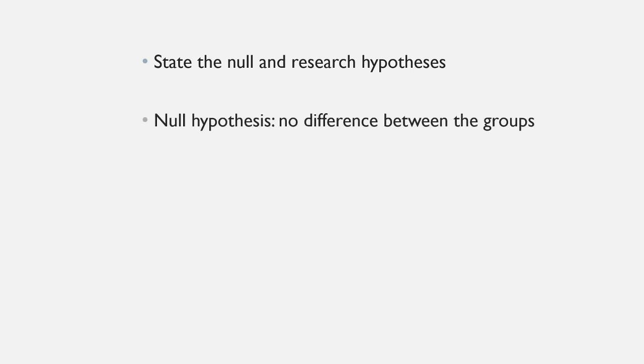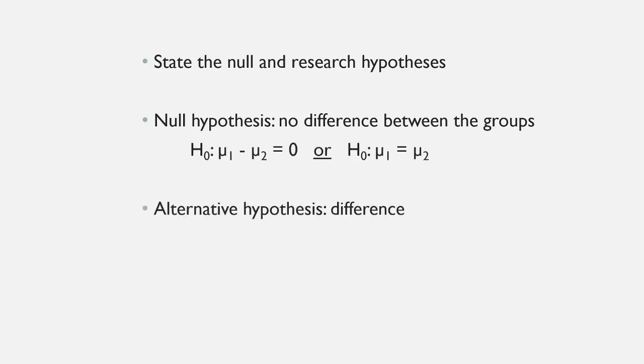Okay, so we apply this to our hypothesis testing framework. In this case, the null and research hypothesis is going to reflect the idea that we're interested in group differences. The null hypothesis is going to be that there's no difference between the groups. The alternative hypothesis for a t-test of this sort is always that there is a difference between groups.